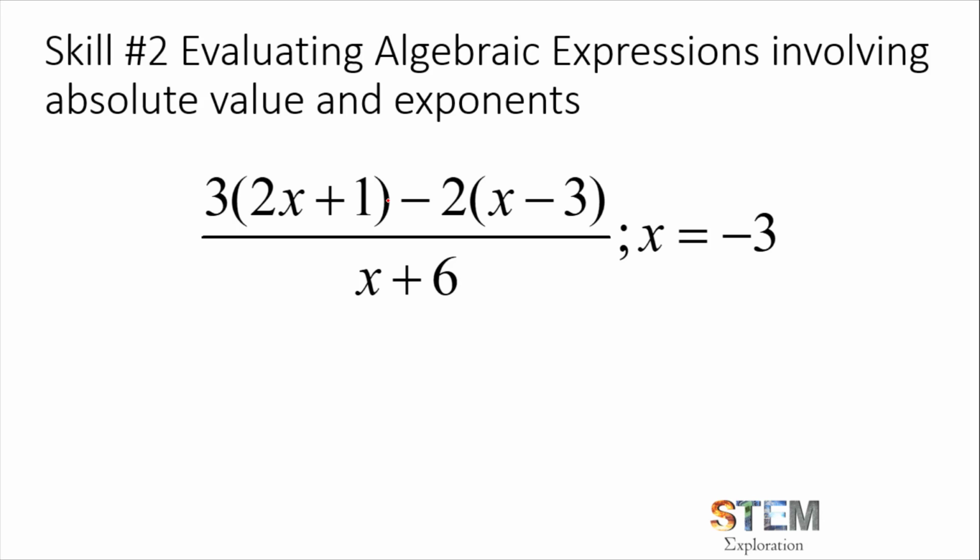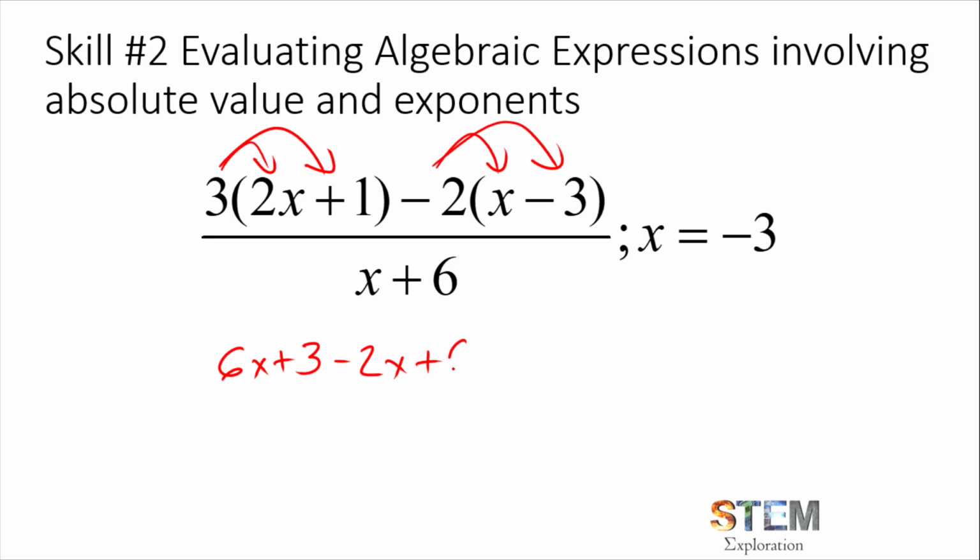So this is a skill you're going to want to start developing and implementing here, because it will make you faster at computing these. So in this given case, I'm going to distribute the 3 to both terms here. I'm going to distribute the -2 to both terms here. And let's rewrite it down here. So 3 times 2x is 6x, 3 times 1 is 3. -2 times x is -2x, and -2 times -3 is +6. This would be all over x plus 6, which is our denominator here.